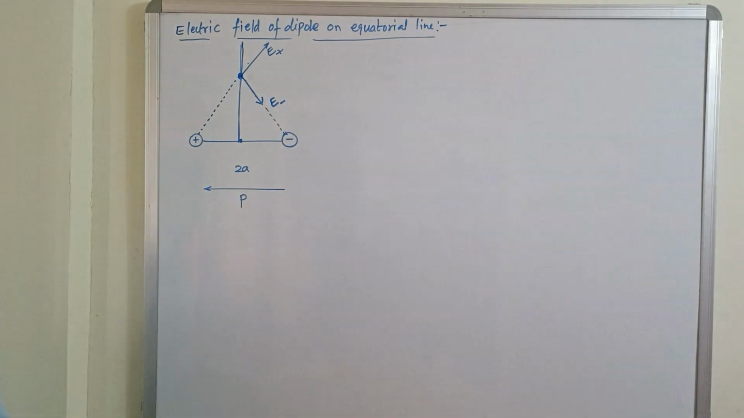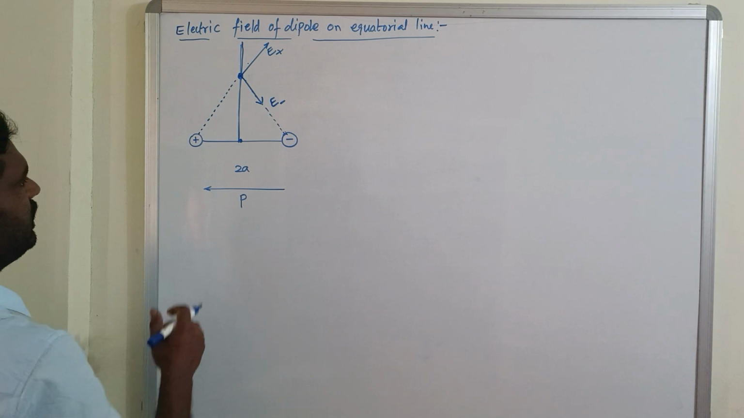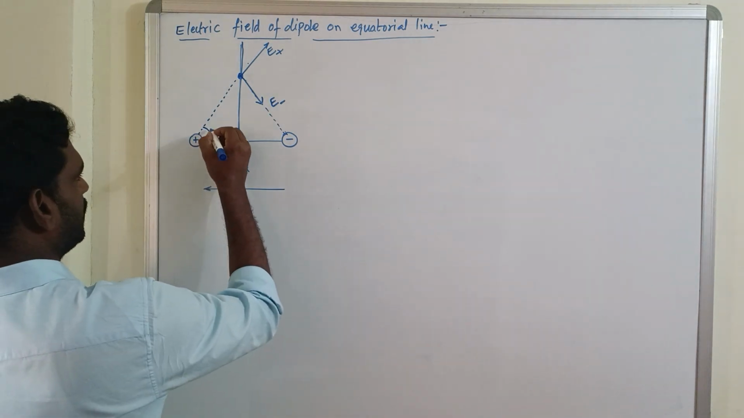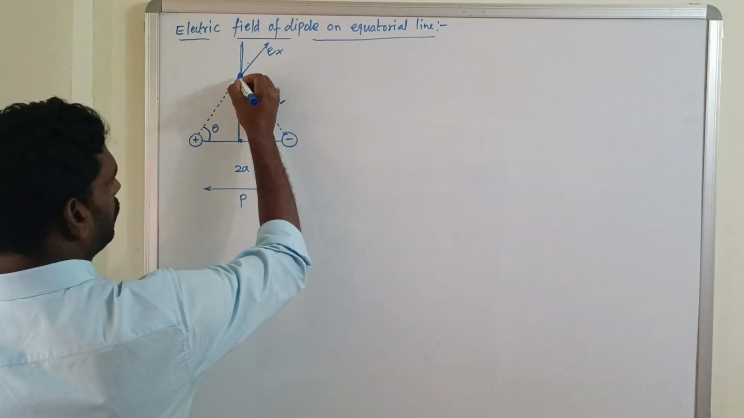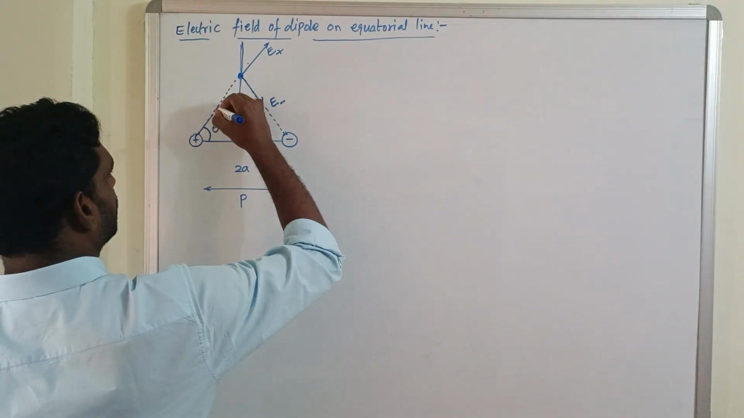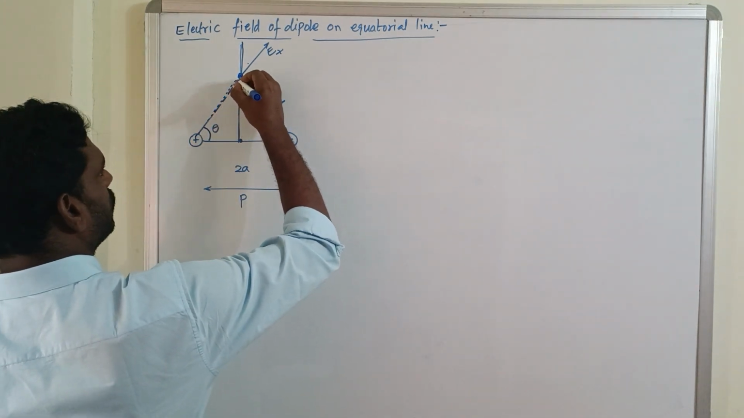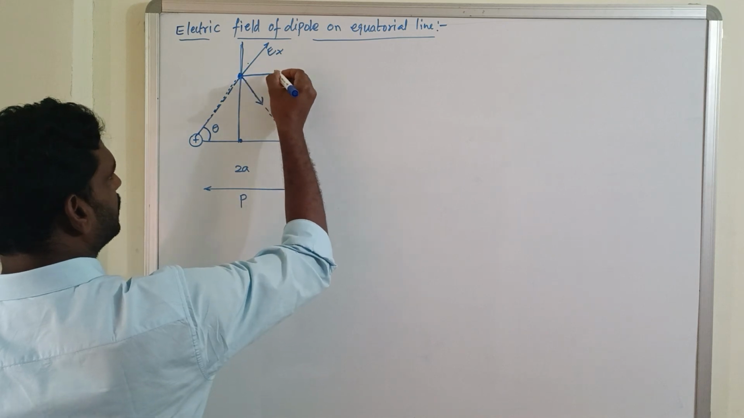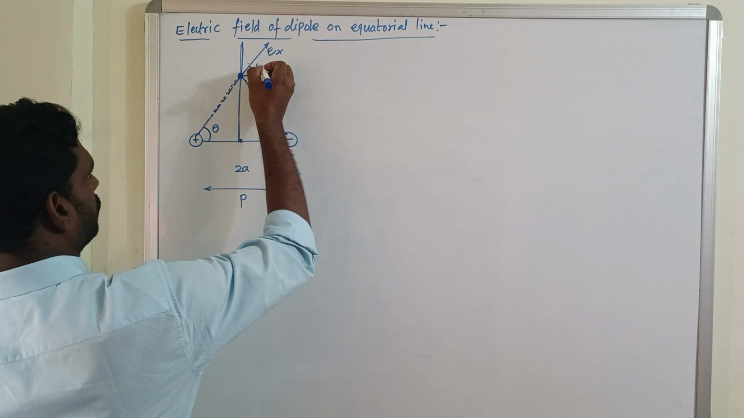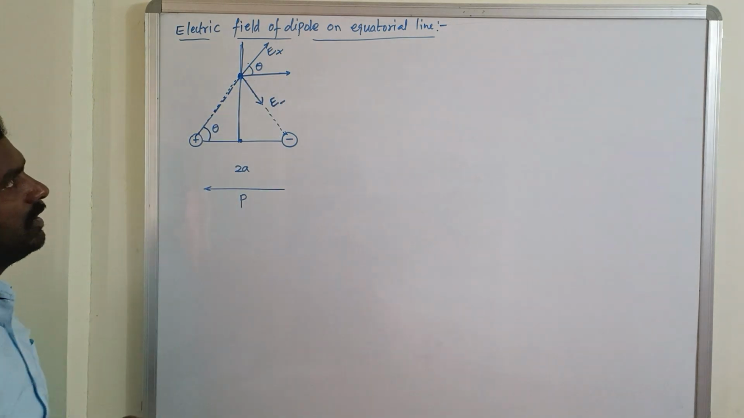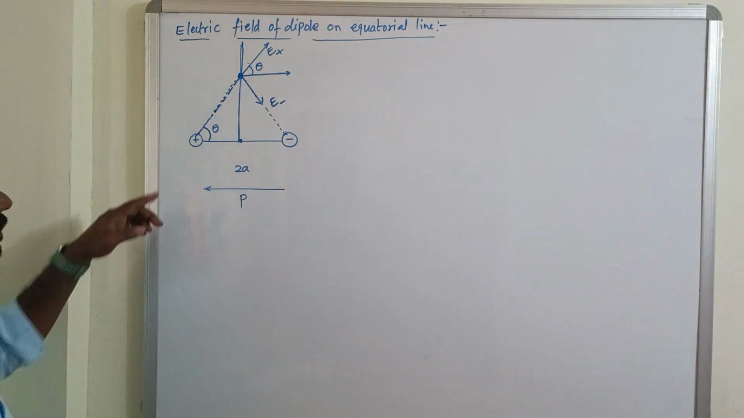Electric field due to negative charge. Let us consider this angle is theta. This is the direction of electric field due to positive charge, and this is nothing but horizontal. So this angle is also theta.